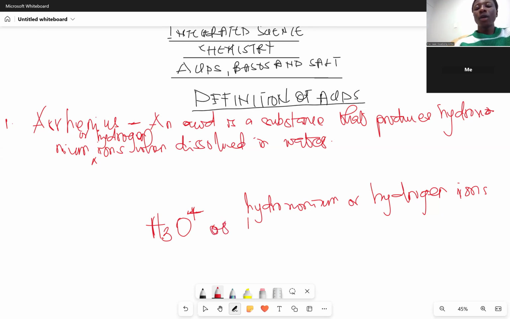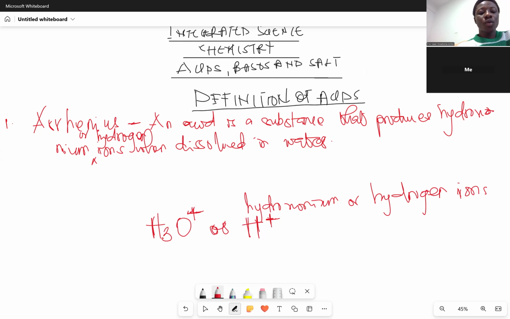Then if you see this H plus, that's hydrogen ions. Any solution that produces H3O positive or H positive, that solution is acidic. Again, any solution that produces H3O positive or H positive is an acid.